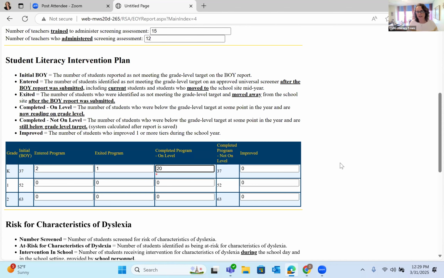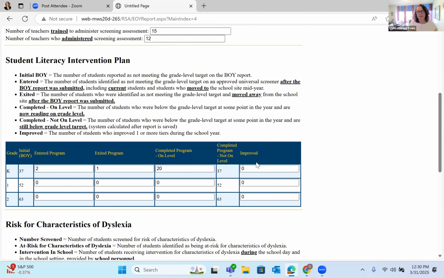You'll notice that once I click out of this, this number is not changing. The completed program not on level will automatically adjust for you. It just doesn't do it until we get to the very end of the report. Once we complete the sample report and I push save, I'll scroll back up to the top and show you that this number goes back in and accounts for your move-ins and move-outs and how many students were on level. And then it tabulates the number of students who were left not on level.